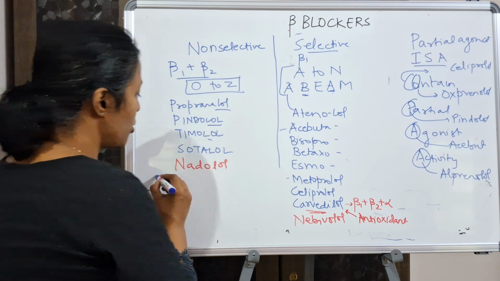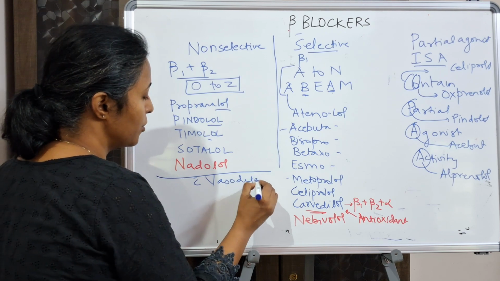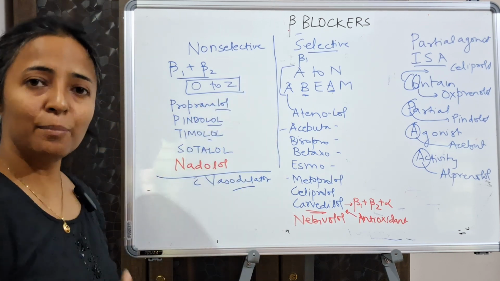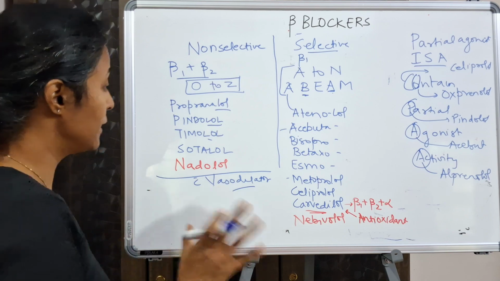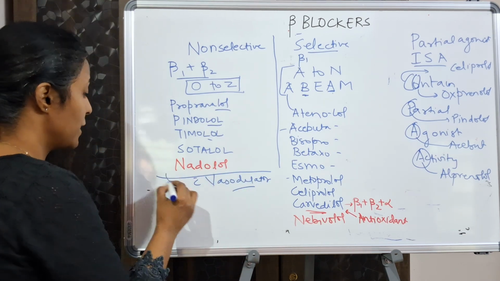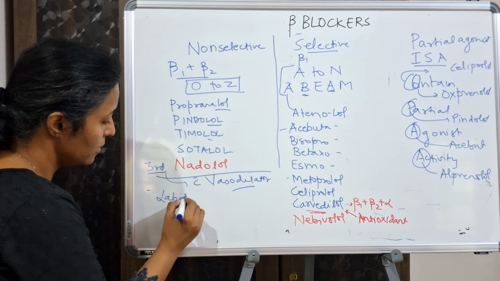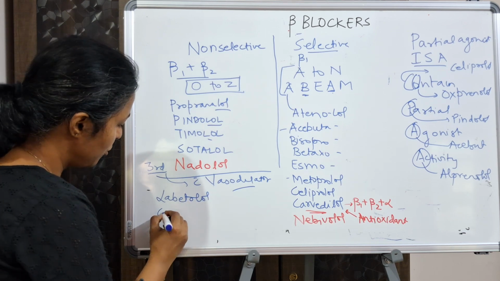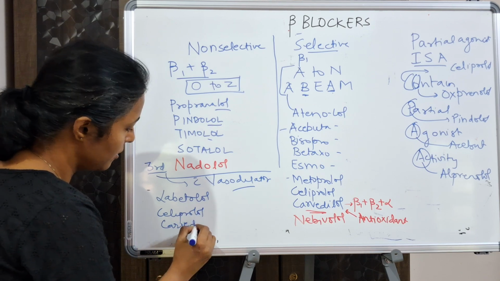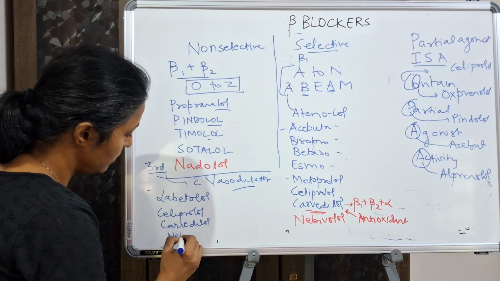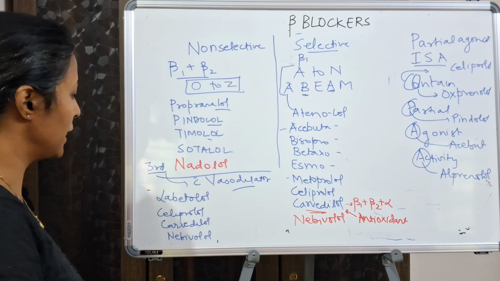Now there are certain beta blockers with additional vasodilator property. Understand? We have seen that beta blockers cause vasoconstriction, but here we are talking about beta blockers with additional vasodilator activity, and these are known as third generation beta blockers. What are these? We have labetalol, then we have celiprolol, carvedilol and nebivolol. So there is additional vasodilator activity.